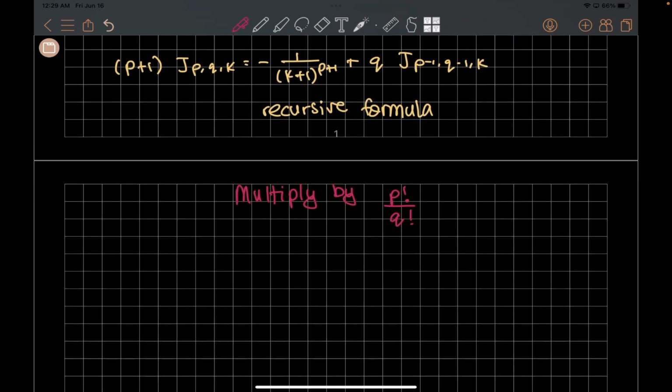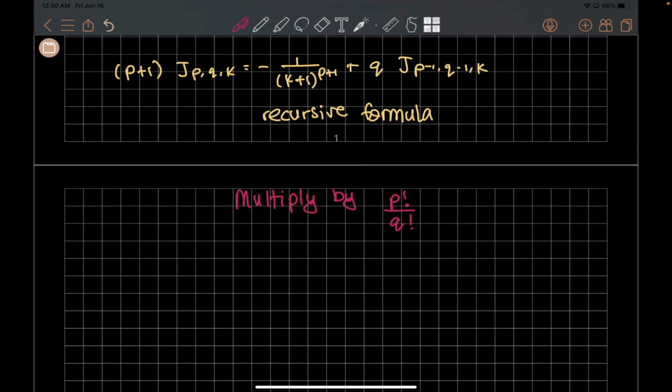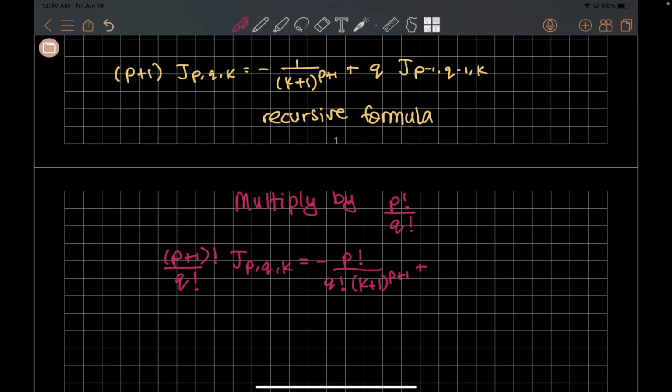Okay, so when I do that, I now have p factorial times p plus 1, which is p plus 1 factorial over q factorial, J_{p,q,k} equals minus p factorial over q factorial (k plus 1)^{p+1}, plus we now have p factorial over (q minus 1) factorial, J_{p-1,q-1,k}.